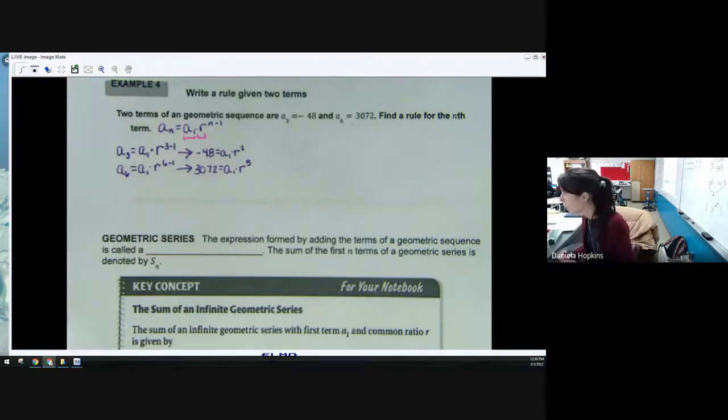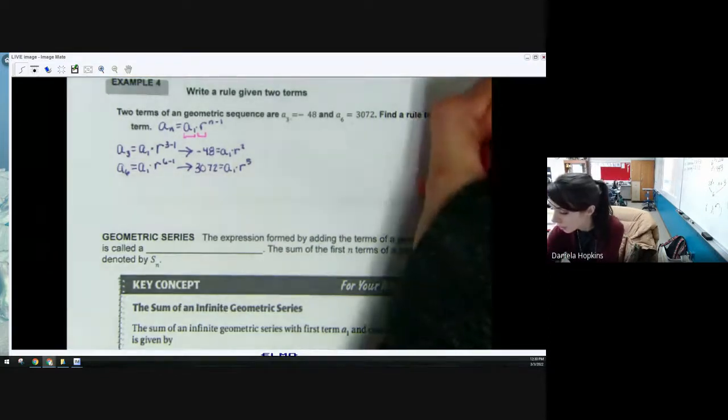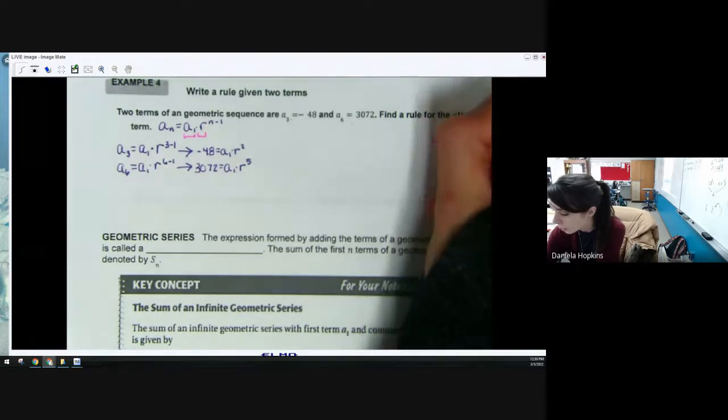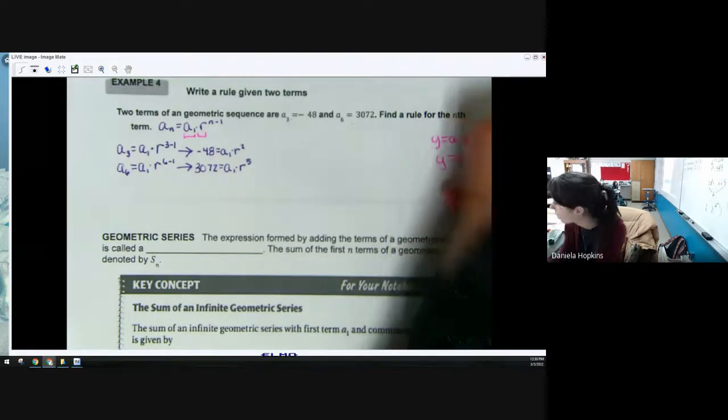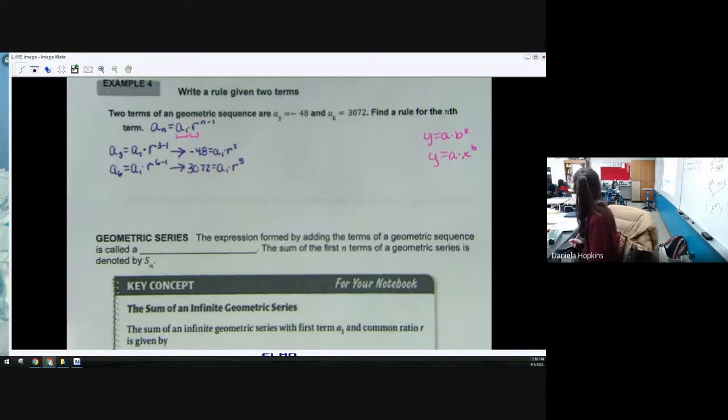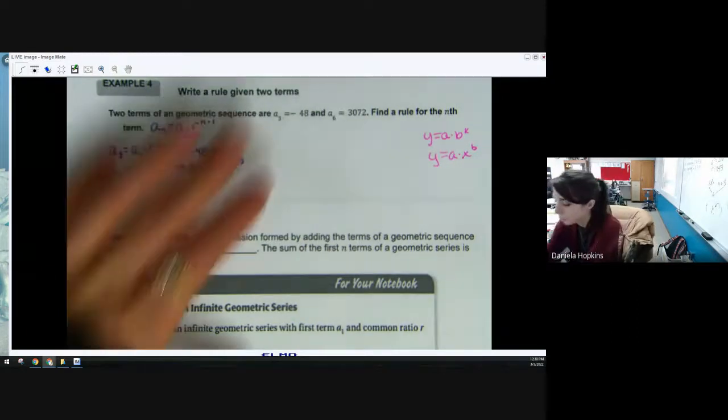This actually reminds me of, I think this was at the end of chapter 4. Do you remember the power rules and the exponential rules where you had to plug in? So it was like you had y equals a times b to the x, or you had y equals a times x to the b. Remember those? When we had to plug stuff in. This is what this reminds me of. We're just going to be plugging things in back and forth.